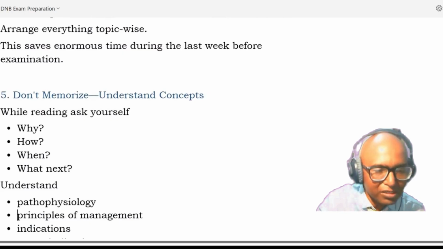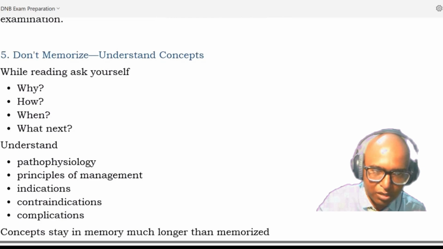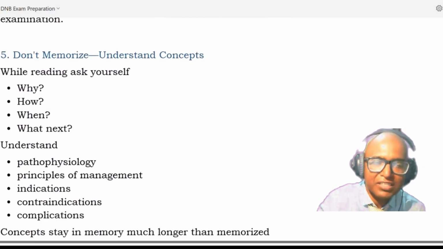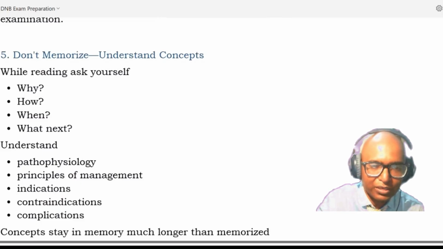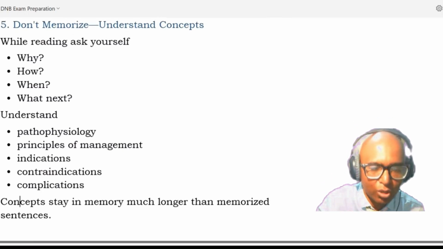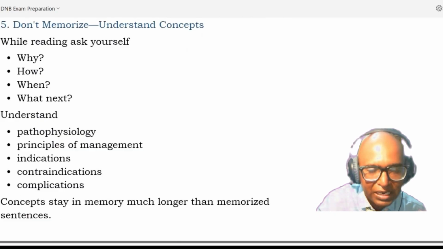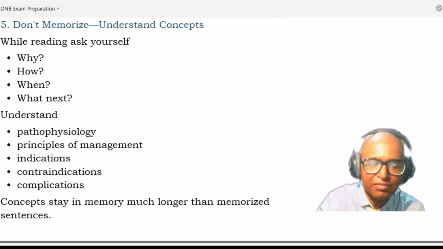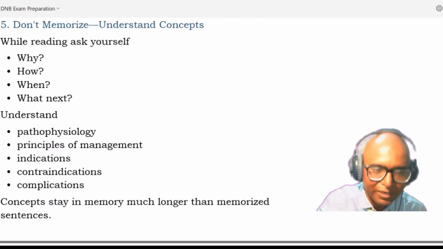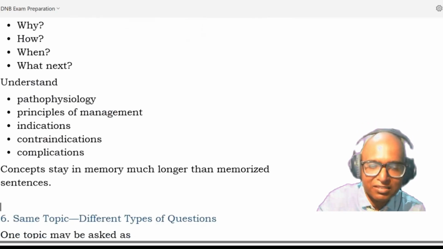One thing you should remember: don't memorize anything, always understand the concepts. When you are reading, always ask yourself why is this, how did this happen, what will be the next step. Understand the pathophysiology, principles of management, indications, contraindications, and complications. For any topic you read, have the headings under which you are going to remember that particular point. The concept will stay in memory for a longer time than memorized sentences.